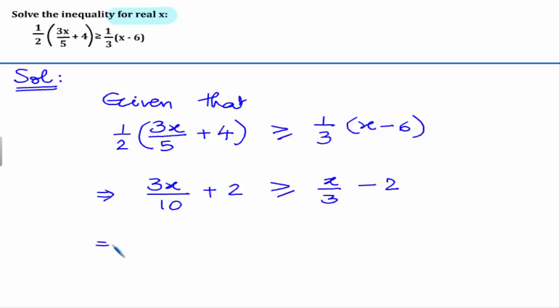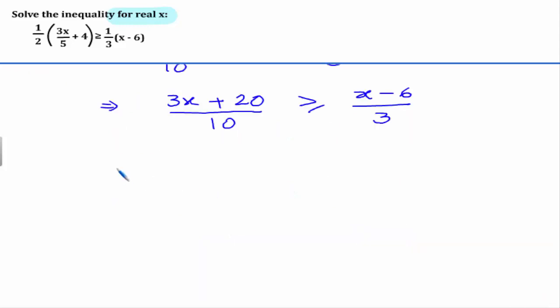And now let us take the LCM in the left hand side and simplify. We get 3x plus 20 by 10 greater than or equal to x minus 6 by 3. Now let us cross multiply them. We get 3 into 3x plus 20 greater than or equal to 10 into x minus 6.